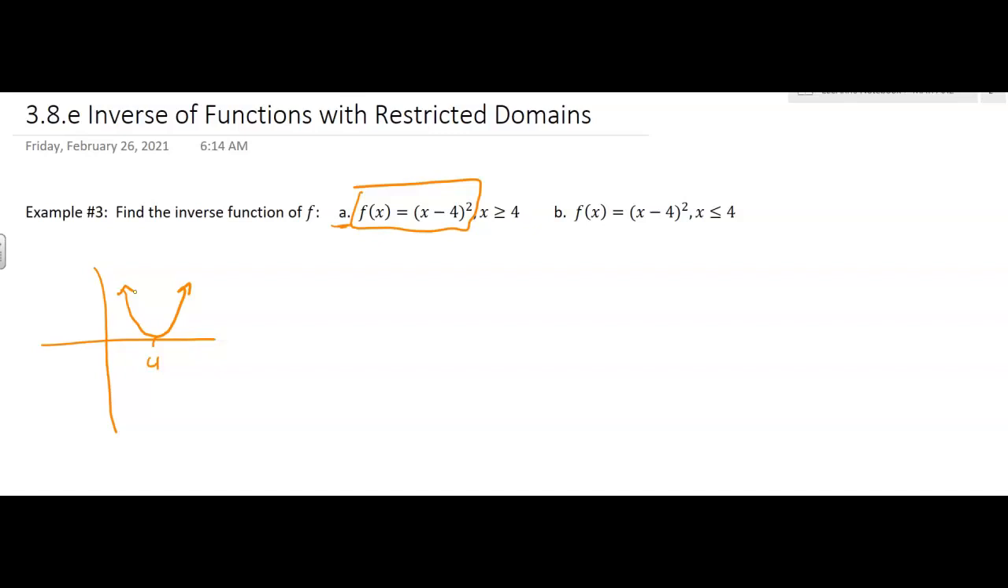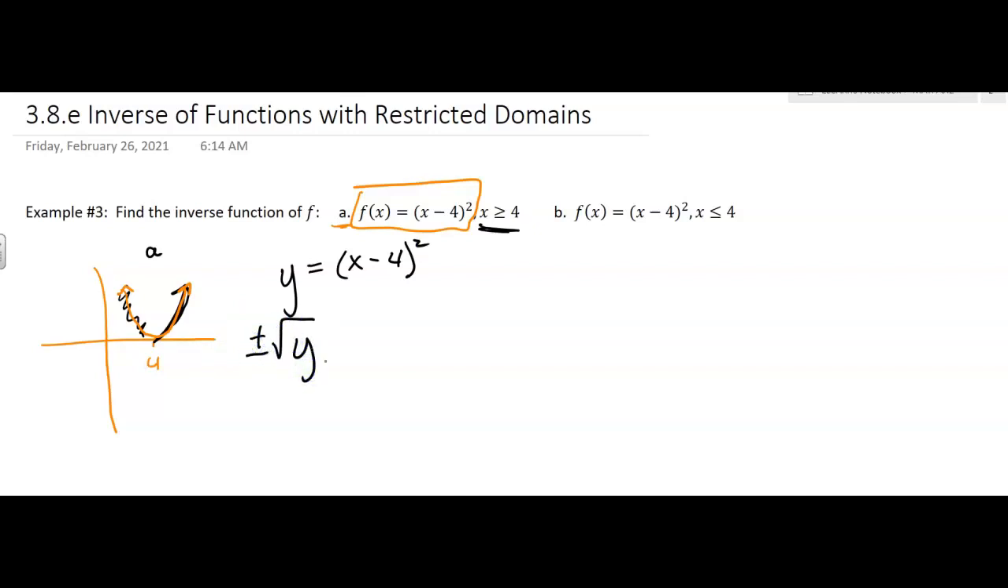Okay, so the first restriction here says x is greater than or equal to 4. So we're not going to use this part. We're just going to use this part. Okay, and this would be on part A. Okay? All right, so keep that in mind. We're going to find the inverse by writing it. Y equals x minus 4 squared. Take the square root of both sides.